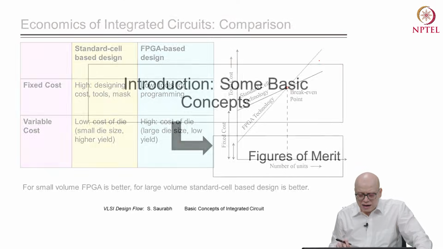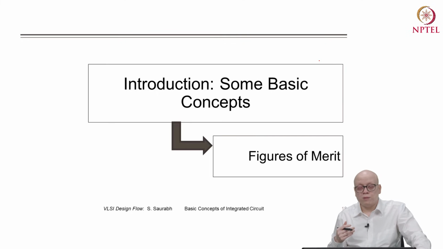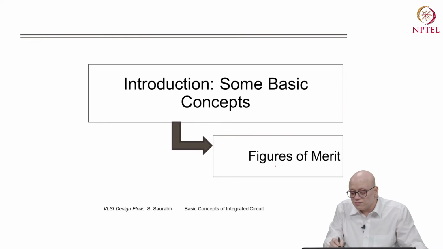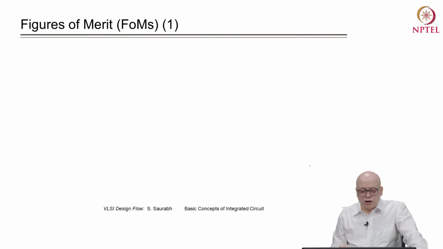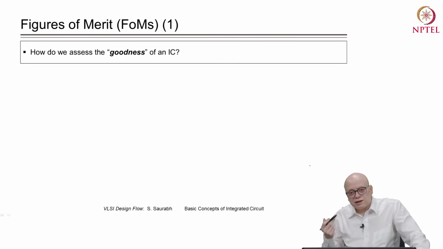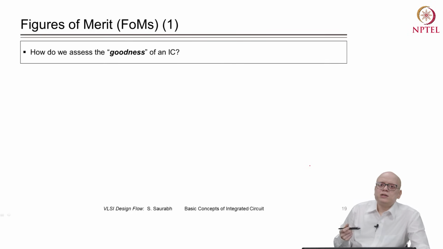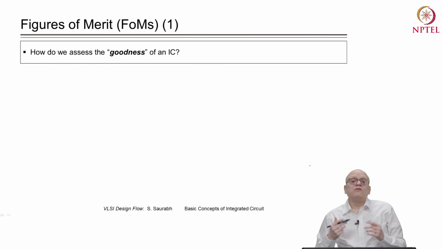Now, in addition to the economics, another important factor that decides which design style to use is the figures of merit for an integrated circuit. What do we mean by figures of merit? When we make an integrated circuit, the fundamental question is how to measure the goodness of that integrated circuit, meaning how good it is compared to some other design. To assess the goodness of the integrated circuit, we use some figures of merit.